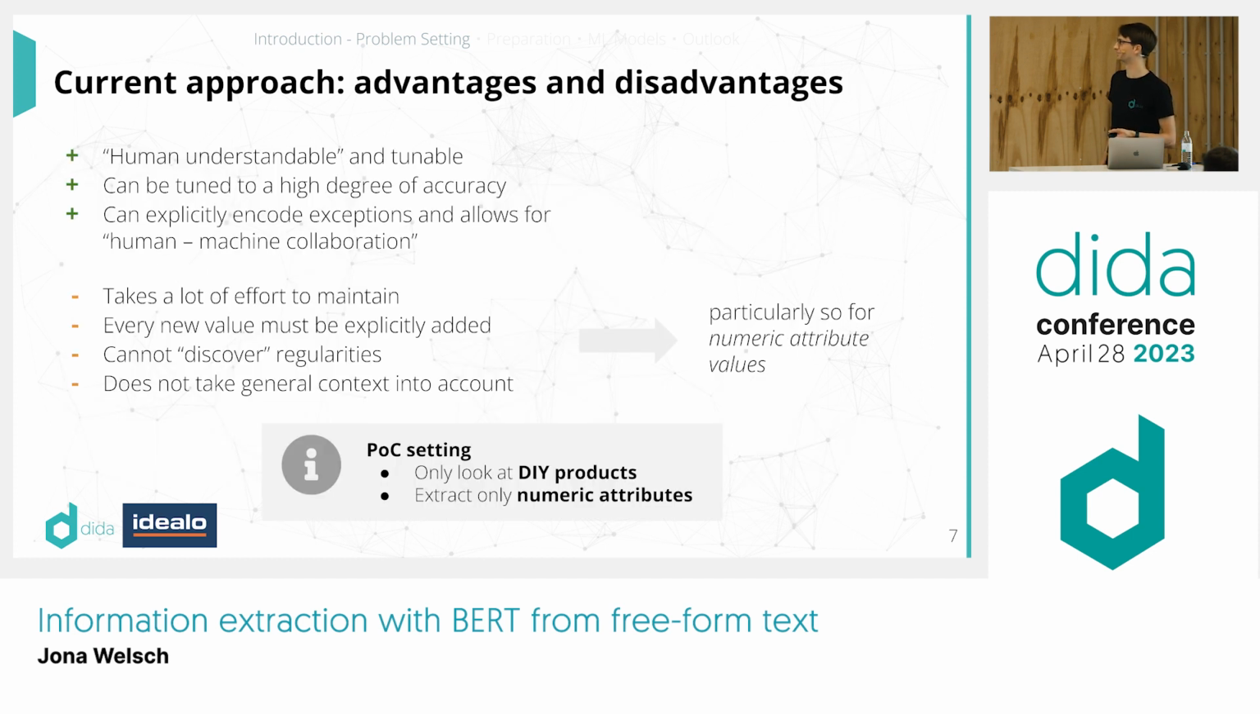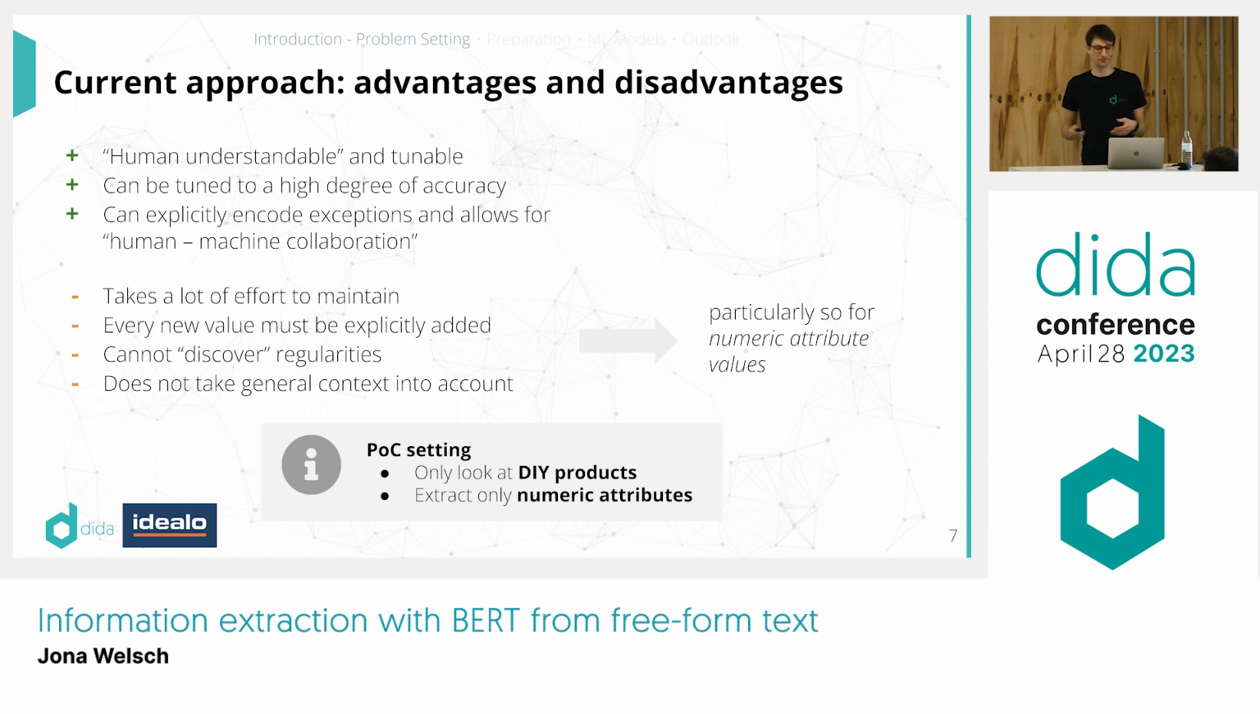So let's talk more about the advantages and disadvantages of this current approach. Well, one of the obvious advantages is it's human understandable and tunable, because I just type in a value and I can be more or less sure that this value will be found in an incoming offer text, no matter what else happens. I can also tune it to a high degree of accuracy, because if I type in a value, then only this value will be found. And it makes up for a nice collaboration between machine and human, because I can tune the machine by entering new values, and it will execute exactly this.